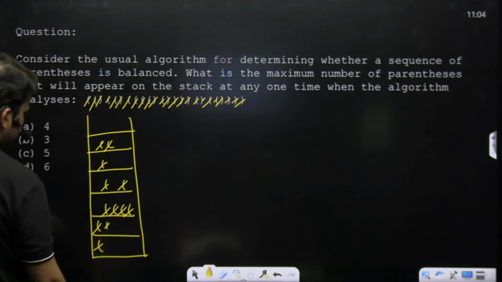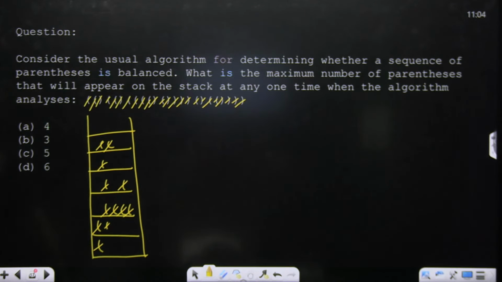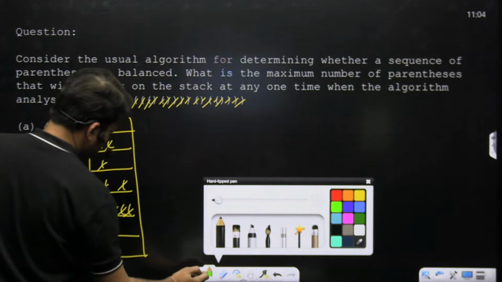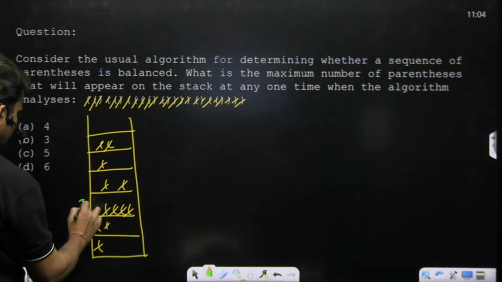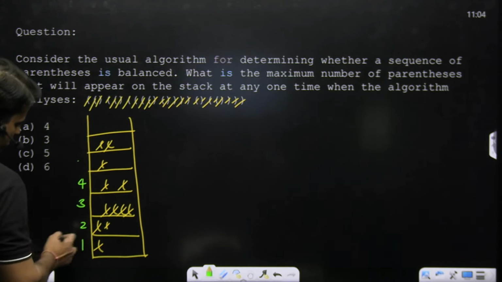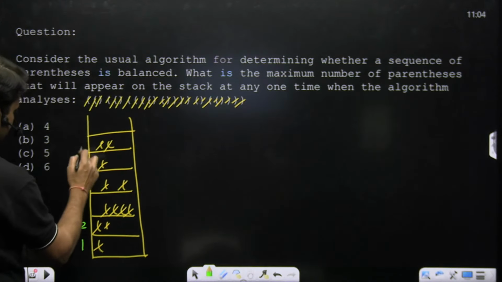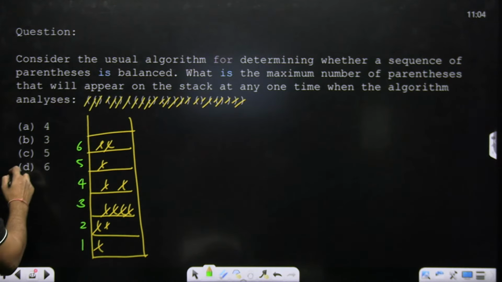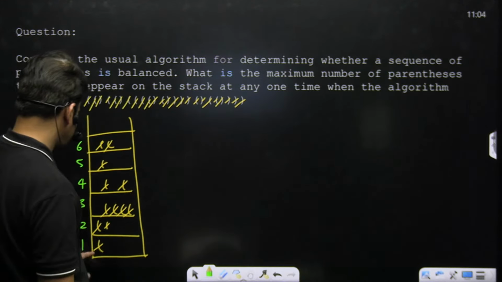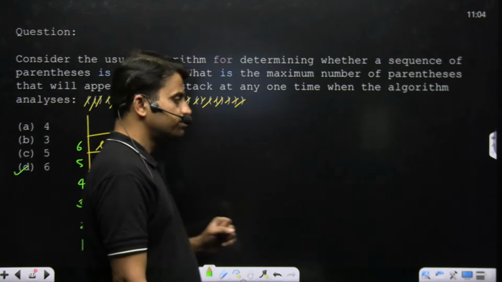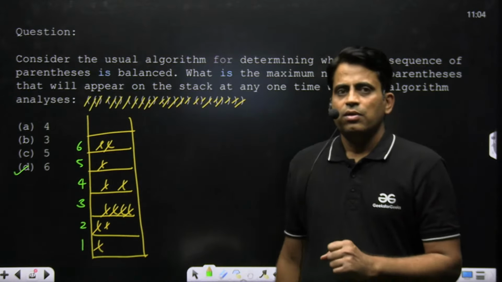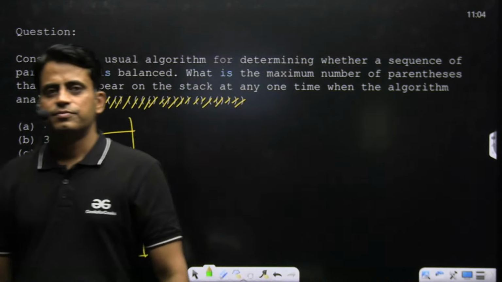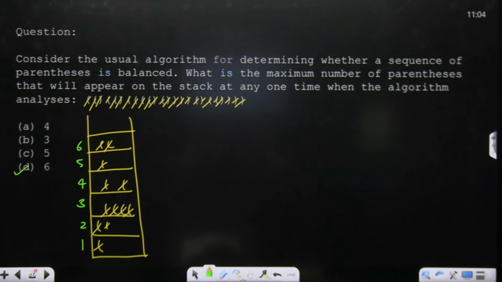So opening, yes. So ये क्या पूछ रहा है, what is the maximum number of parentheses that will appear on the stack at any one time when the algorithm analyzes. So maximum number of कितने हैं बच्चे, 1 2 3 4, 1 2 3 4 5 6. 6 आ रहा है क्या, या 5 है, देख लीजिए, चेक कर लीजिए. Yes student, the answer is 6 or 5.